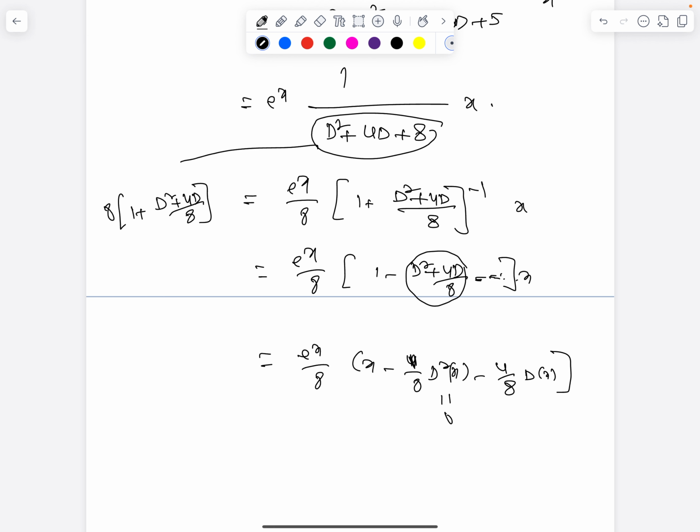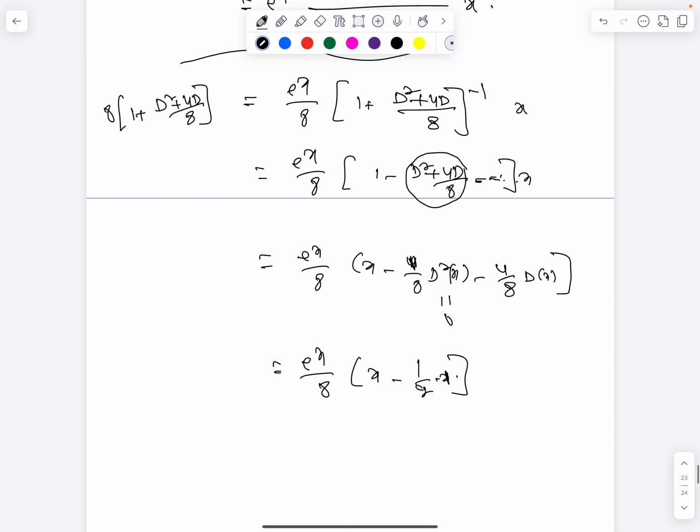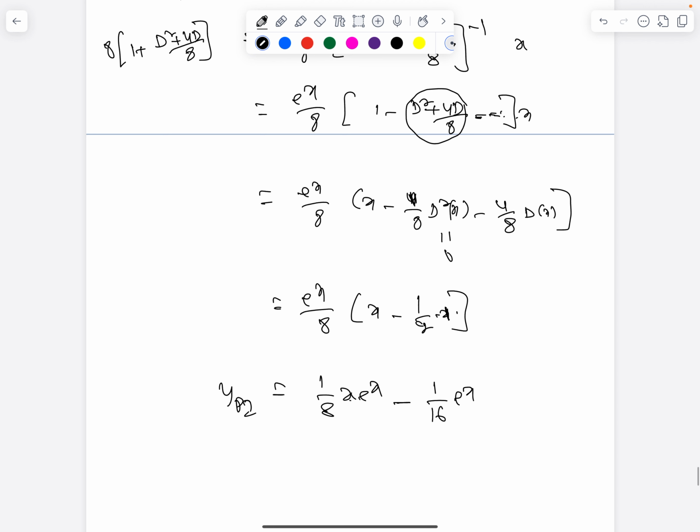This is the only surviving term, apart from the first term, 8 minus 1 by 2 into 1 by 2 into 1. This is the output. If you simplify further, this is 1 by 8 x e power x minus 1 by 16 e power x, which is your y_pi. So this is how we are solving all kinds of problems.